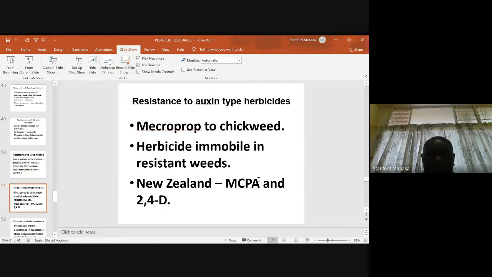There's also resistance to auxin type herbicides. Mecoprop, for example, to chickweed. Now we have got herbicide which becomes immobile in resistant weeds. For example, MCPA and 2,4-D, they may fail to move within the resistant weeds, like what was reported in New Zealand.